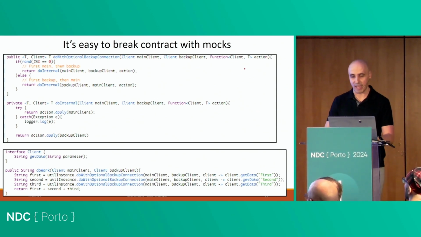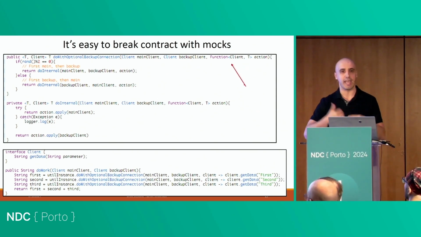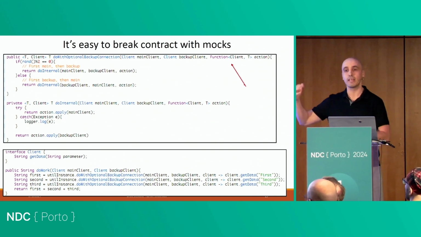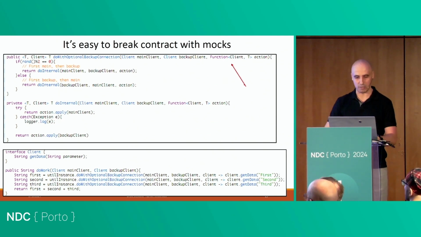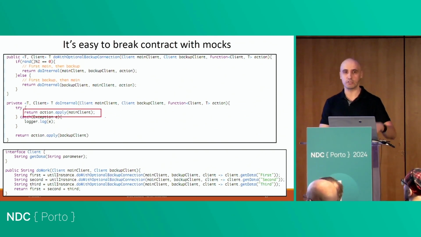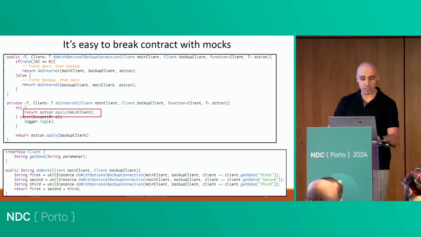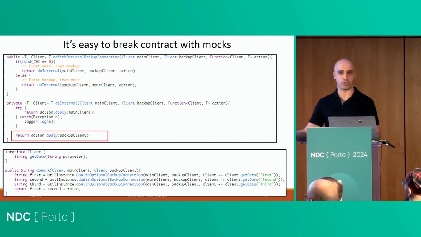takes two different clients and takes the lambda, expression, func, whatever, that will basically do the job with those clients. And the implementation that we have here is very simple. We try doing that with the first lambda. If it breaks and throws the exception, then we use the other connection, right? So the backup connection, okay?